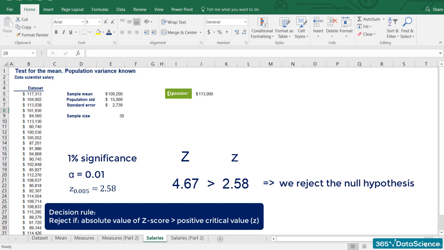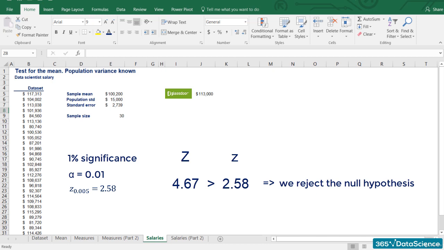But how much further can we go before we could not reject the null hypothesis anymore? 0.5%? 0.1%? There is a special technique that allows us to see what the significance level is, after which we will be unable to reject the null hypothesis. We will see it in our next video. Stay tuned!